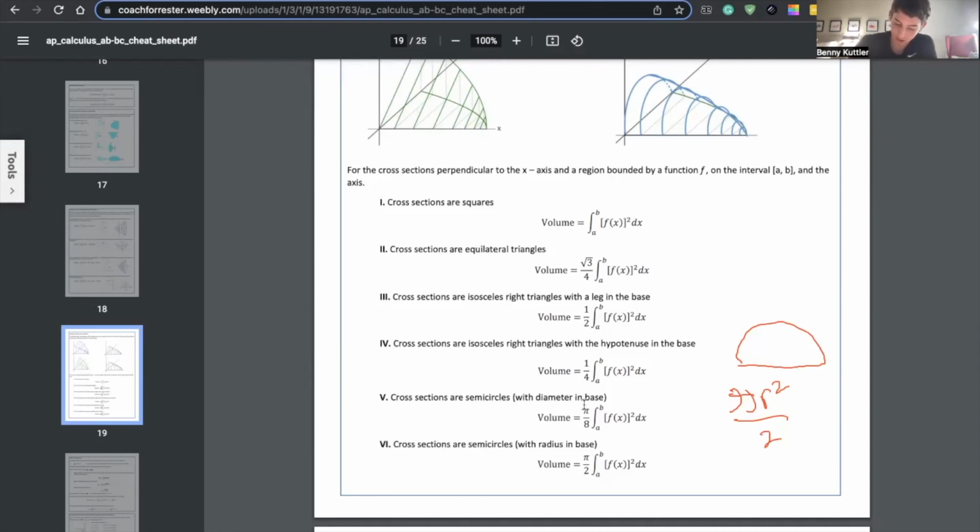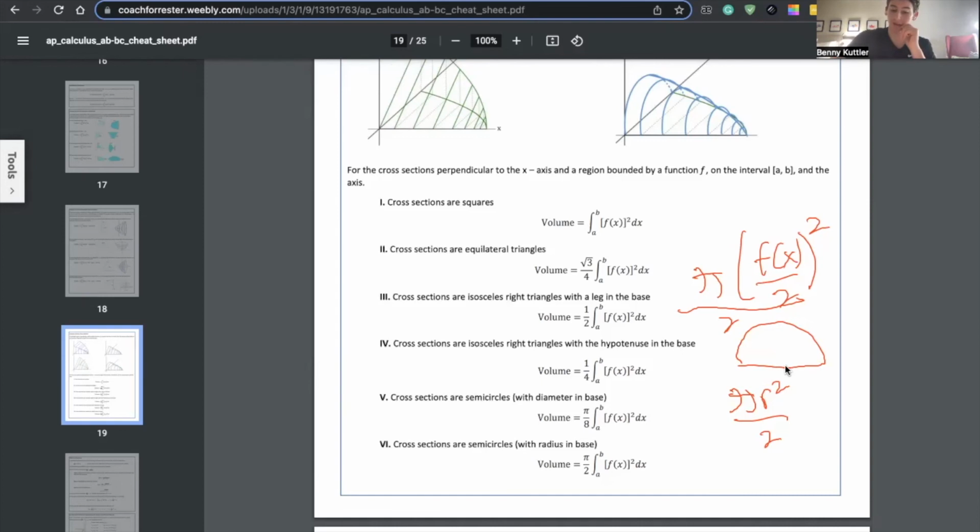So if r is, but remember the function is giving the diameter. This part right here is the function, and that's the diameter. So we need the function over 2. So it's r pi, this is r, this whole thing is squared. And then remember, we have to divide this whole thing by 2 because it's half a circle, not a full circle.